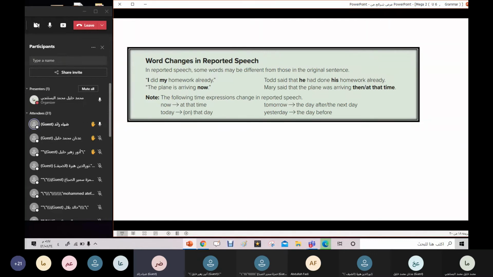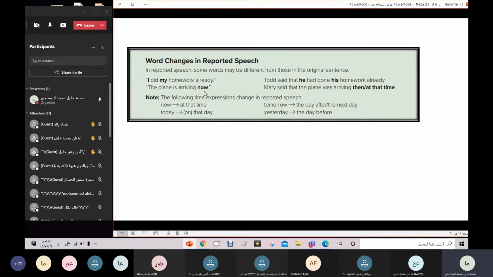Note, the following time expressions change in reported speech. Now becomes at that time. Today becomes on that day. Tomorrow becomes the day after or the next day. Yesterday becomes the day before. Thank you. So again, when we report, we have to take into consideration the tenses, changing the tenses: simple present into past, simple past into past perfect.